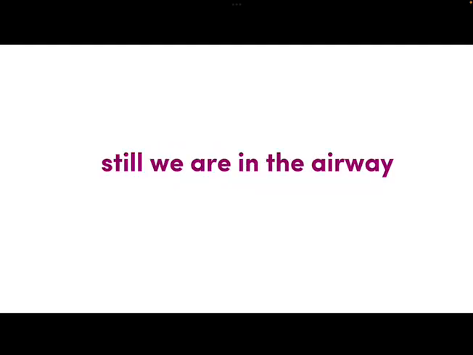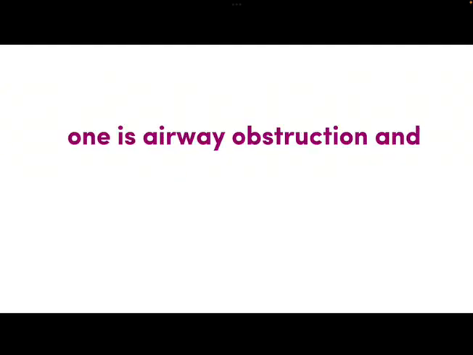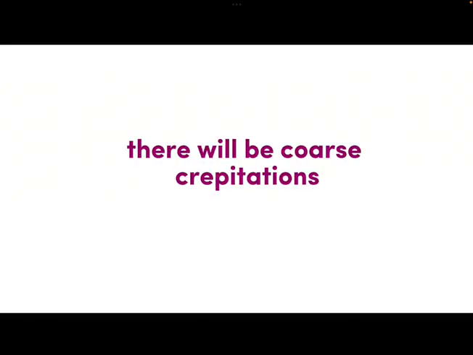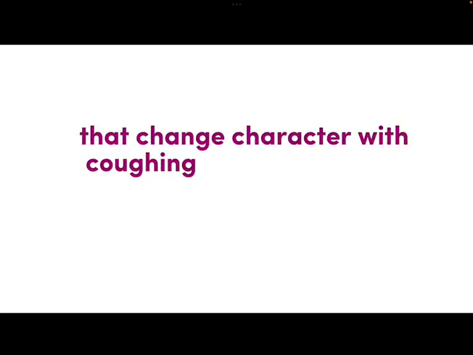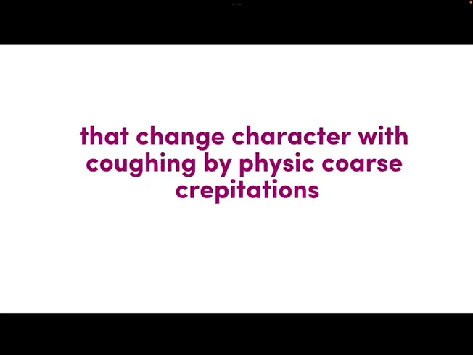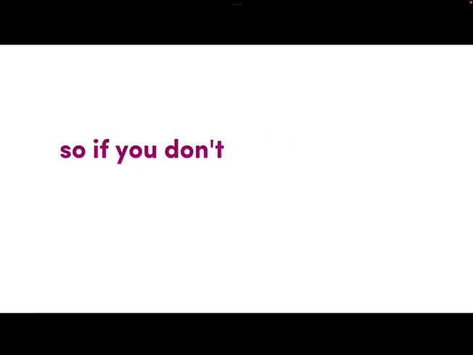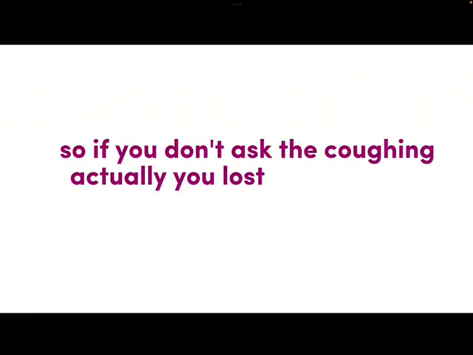So now the next is, still we are in the airway. One is airway obstruction, another one is airway dilatation. So what is airway dilatation? This is bronchiectasis. Dilatation, this is bronchiectasis. So when there is bronchiectasis, there will be coarse crepitations that change character with coughing. Biphasic coarse crepitation. So if you don't ask the coughing, actually you lose the diagnosis.